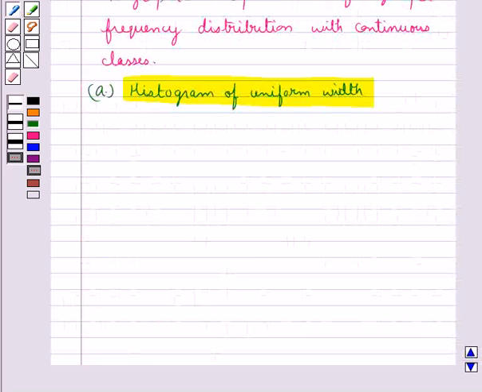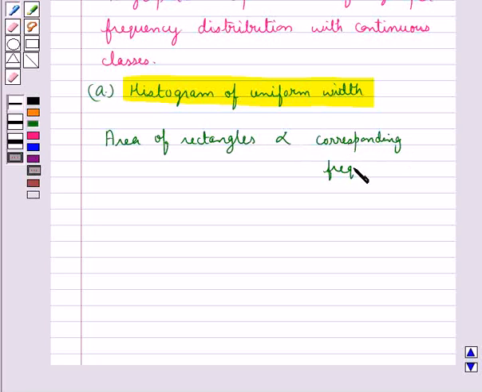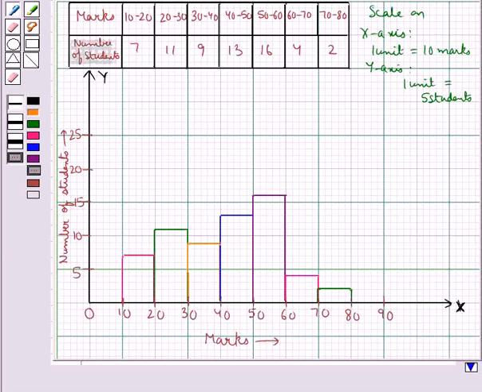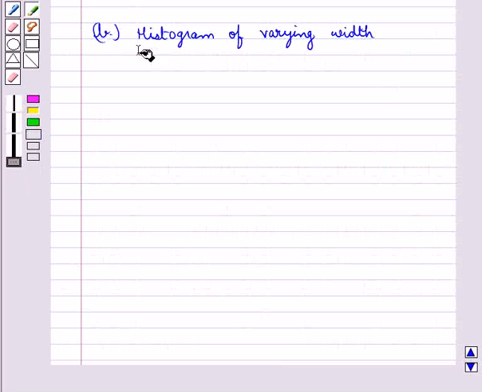We get one more thing, that the area of the rectangles that we have formed would be proportional to the corresponding frequencies. And since the widths of the rectangles are all equal, so we have that the lengths of the rectangles are proportional to the frequencies. So this is how we can draw a histogram for the given data when the class intervals are of uniform width. Next we see how we can draw a histogram of varying width.